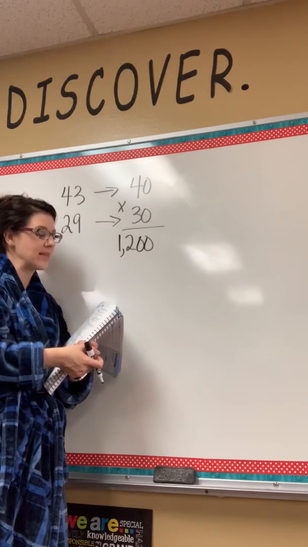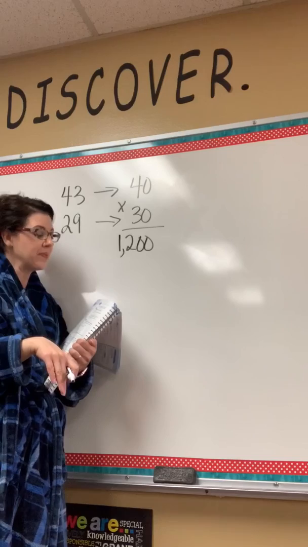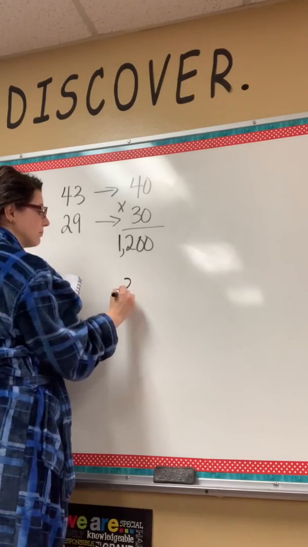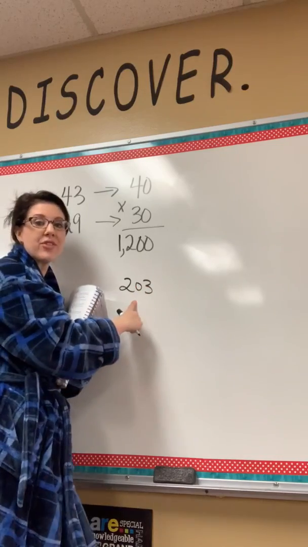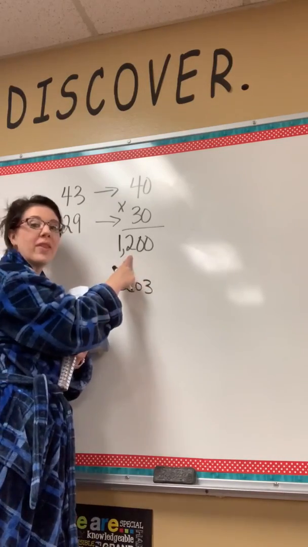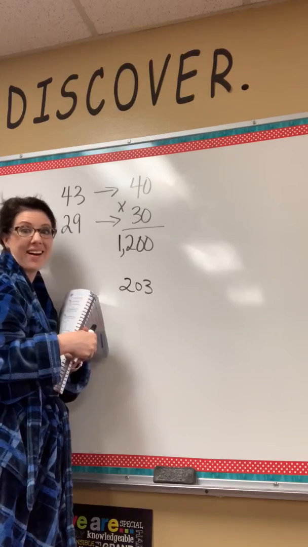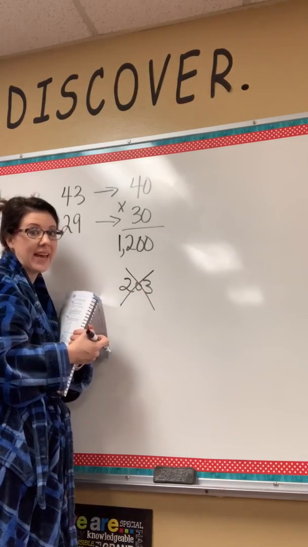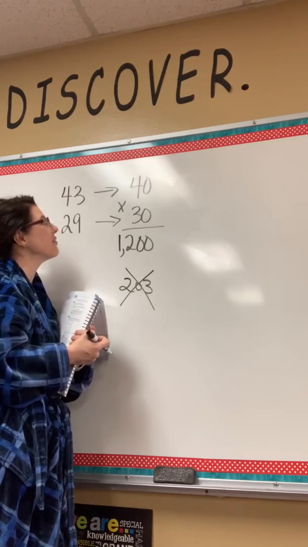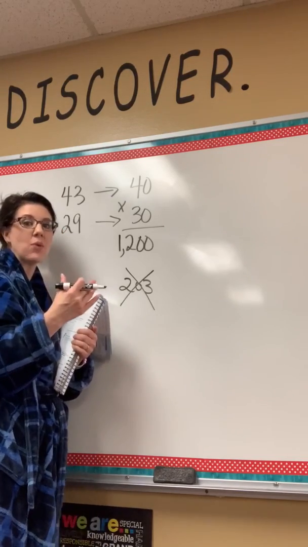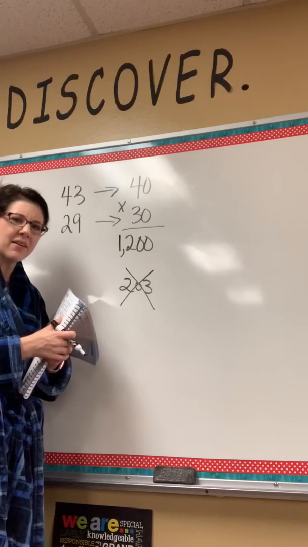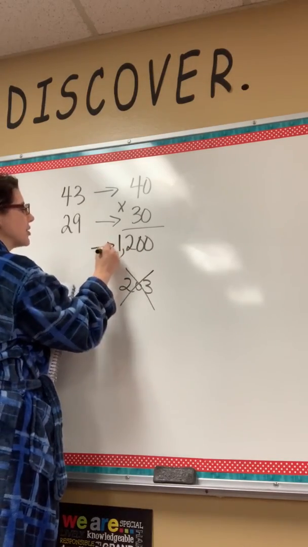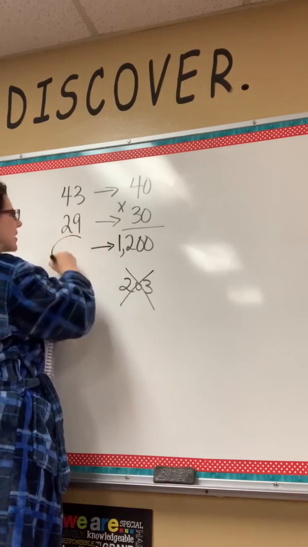Now their question was, when Luke multiplied, he got the answer 203. Is 203 close to 1,200? It is not. Luke's answer was not reasonable, okay? But I want to know, if I were to multiply the numbers as they were, what would my exact answer have been? So let's see, this is our estimation. What would the exact number have been?